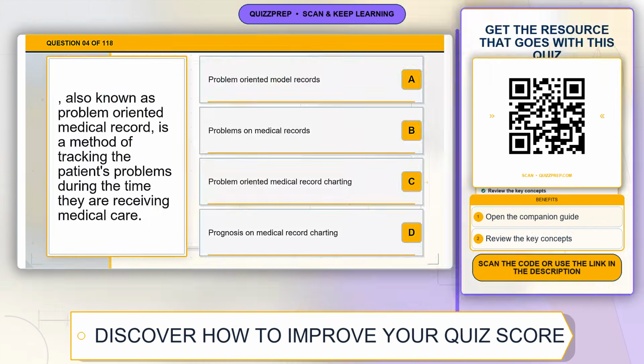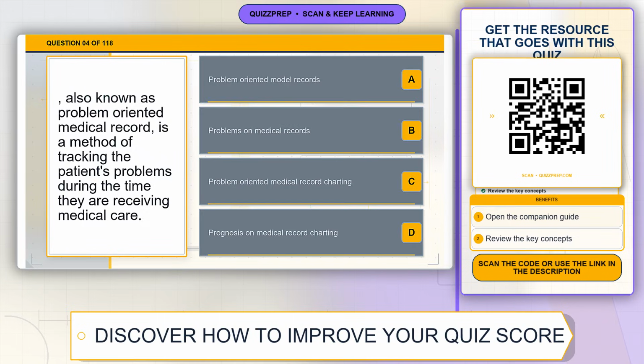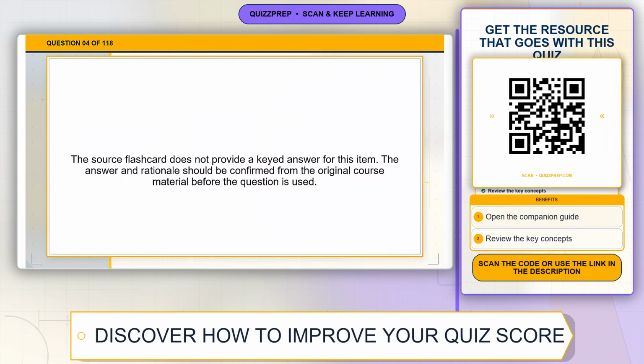Question 4. Also known as problem-oriented medical record, is a method of tracking the patient's problems during the time they are receiving medical care. Option A, problem-oriented model records. Option B, problems on medical records. Option C, problem-oriented medical record charting. Option D, prognosis on medical record charting. The correct answer is not shown. Explanation. The source flashcard does not provide a keyed answer for this item. The answer and rationale should be confirmed from the original course material before the question is used.